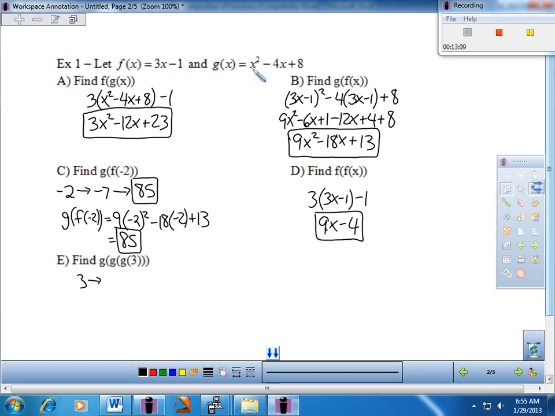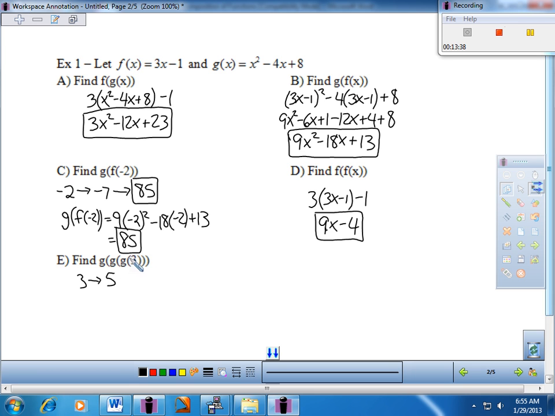So let's see. We get 3 squared, which is 9, minus 4 times 3. So 9 minus 12, negative 3. And negative 3 plus 8, well, I'm getting positive 5. All right, so I'm getting a positive 5 for g of 3. So that's the first part right here. I'm going to circle this just on the board. That's what we've accomplished so far.